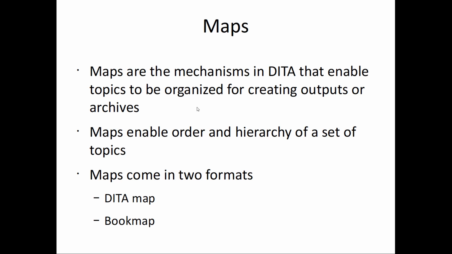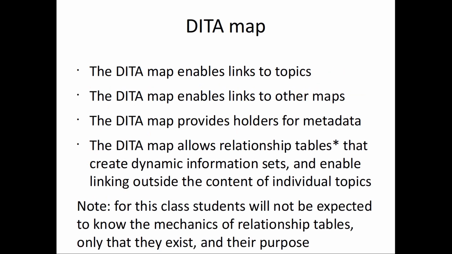Maps enable order and hierarchy to a set of topics. Maps come in two formats, either the DITA map or the Bookmap. The DITA map is kind of a generic map. It enables links to topics, it enables links to other maps, and the DITA map provides holders for metadata. DITA map allows for relation tables that create dynamic information sets and enable linking outside the content of the individual topics. We will not discuss relationship tables, just know that they exist.